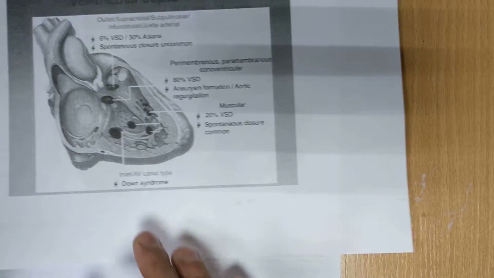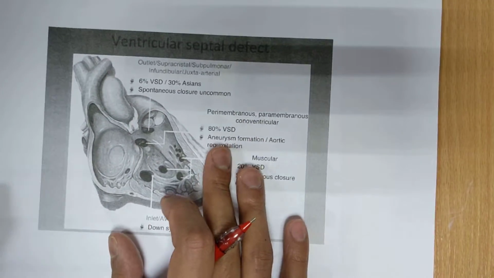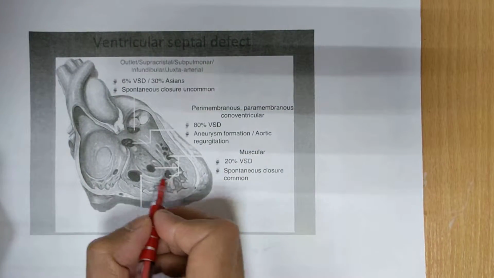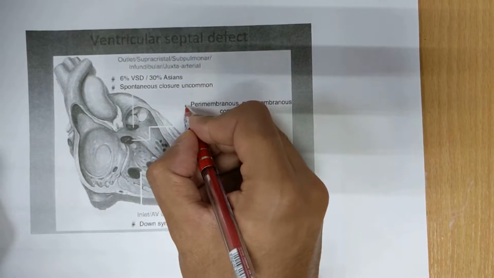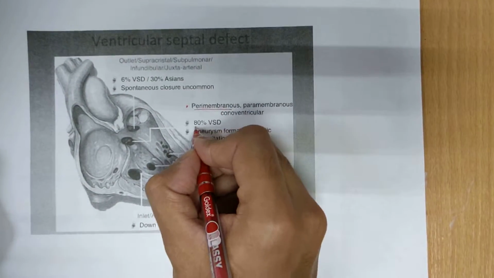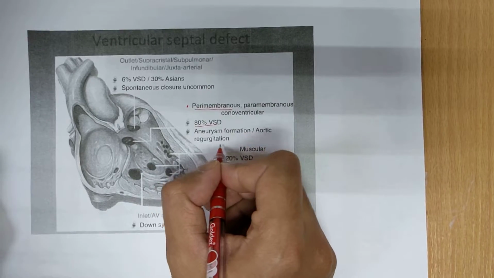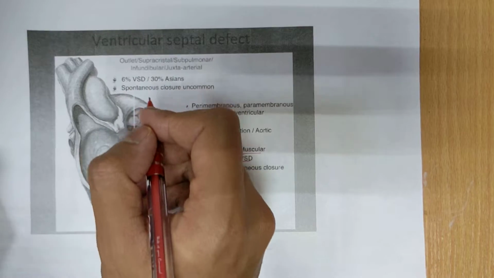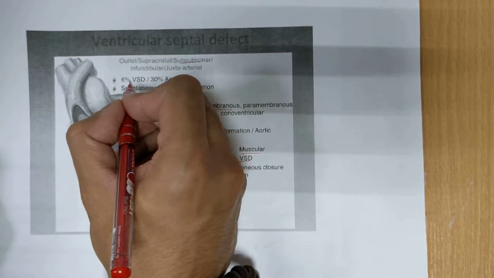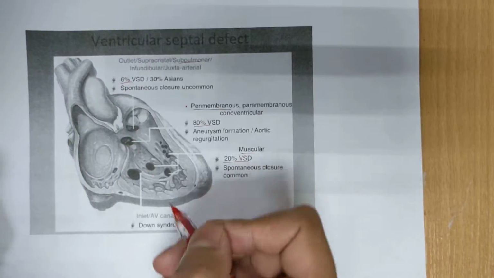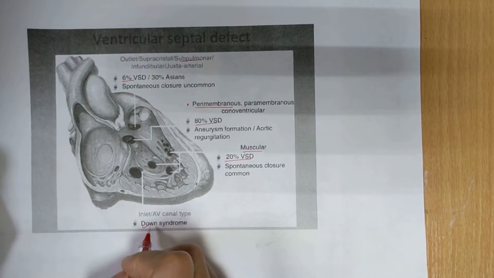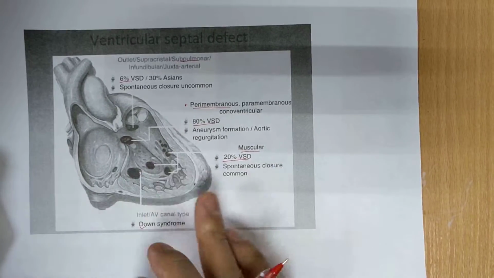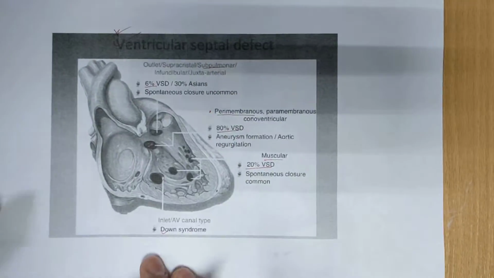In this diagram you can see the different types of ventricular septal defect. You can see the outlet, these are the chambers, these are the ventricles, and between them is your interventricular septum. I told you the first one was perimembranous, which is 80%, and it can be associated with aortic regurgitation and aneurysm formation. Then there is muscular, 20%, and then supracristal or subpulmonary, around 5 or 6%. The last one is the inlet AV canal type, which can be due to Down syndrome. So these are the holes you can see; according to location, ventricular septal defect is classified.